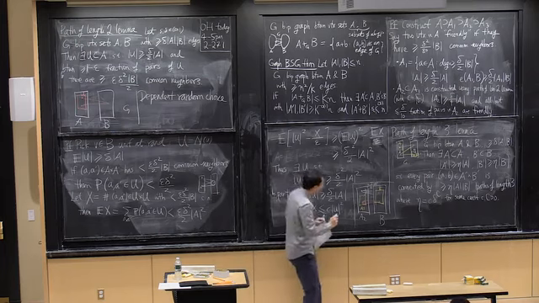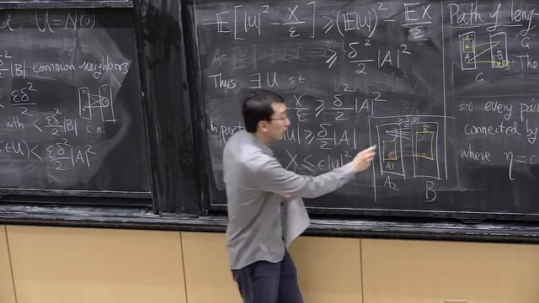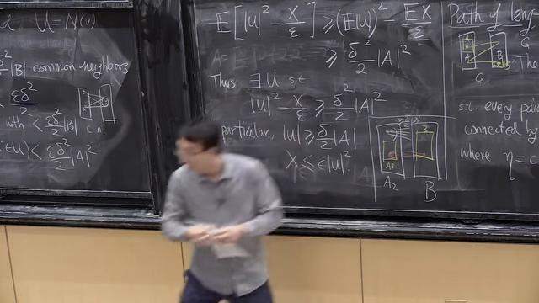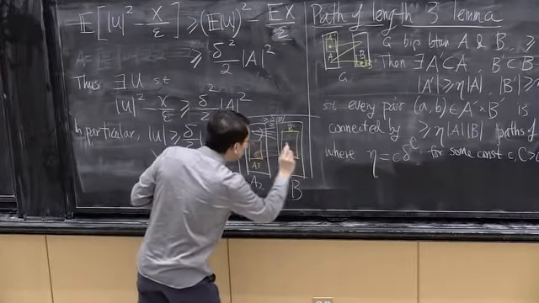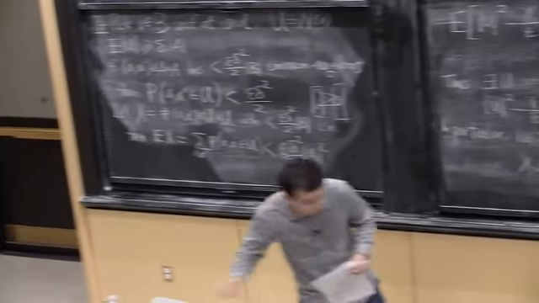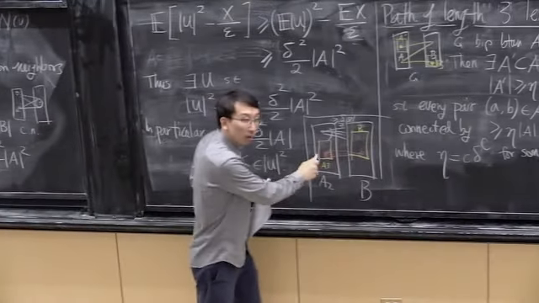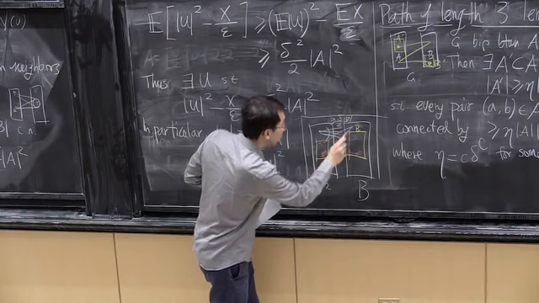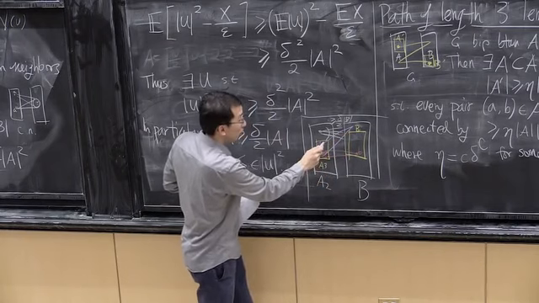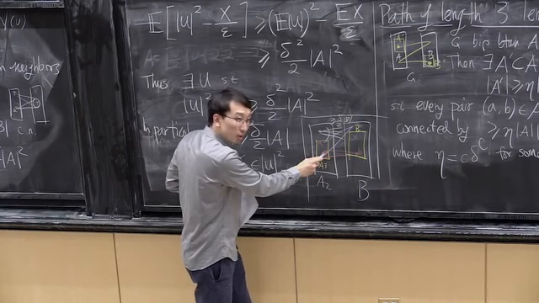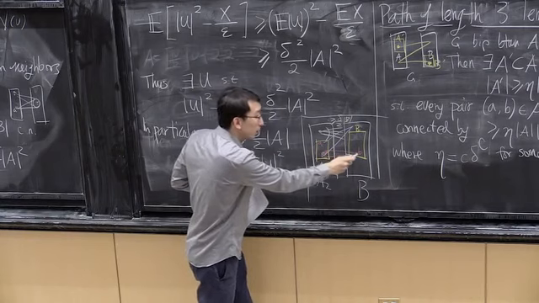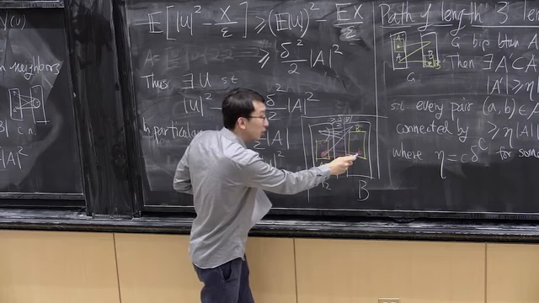So to finish off, what does it mean for A? This vertex is A. This vertex is B. What does it mean for A to be friendly to all of these shaded elements? It means that there are lots of paths from A to each of these elements. And then we can finish off the path going back to B.